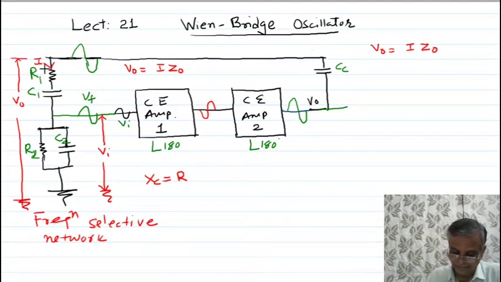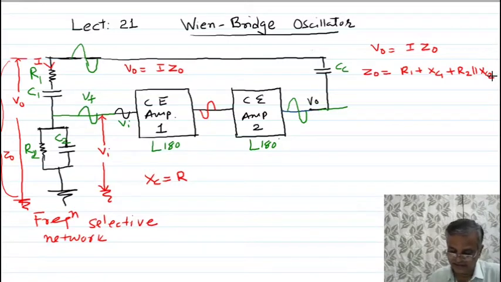So what is output impedance? You can say it is ZO. So this is your ZO here. ZO is nothing but the series combination of R1 plus XE1 and the parallel combination of R2 plus XE2. It is clearly seen here. So you can say this is a series combination, this is a parallel combination. So this is your ZO.